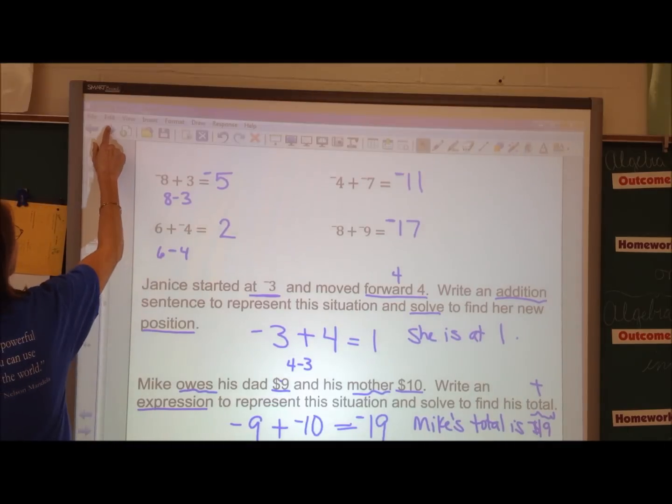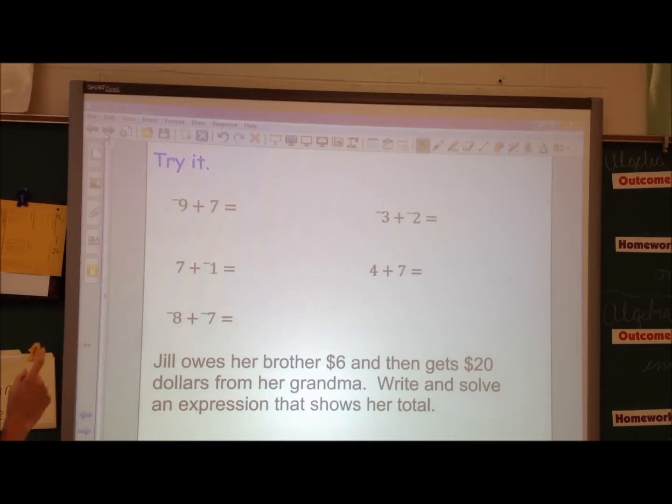Now what I want you to do is to try these 1, 2, 3, 4, 5 on your own. 6 counting the word problem. Pause the video, try them on your own, and then we're going to check your answers.